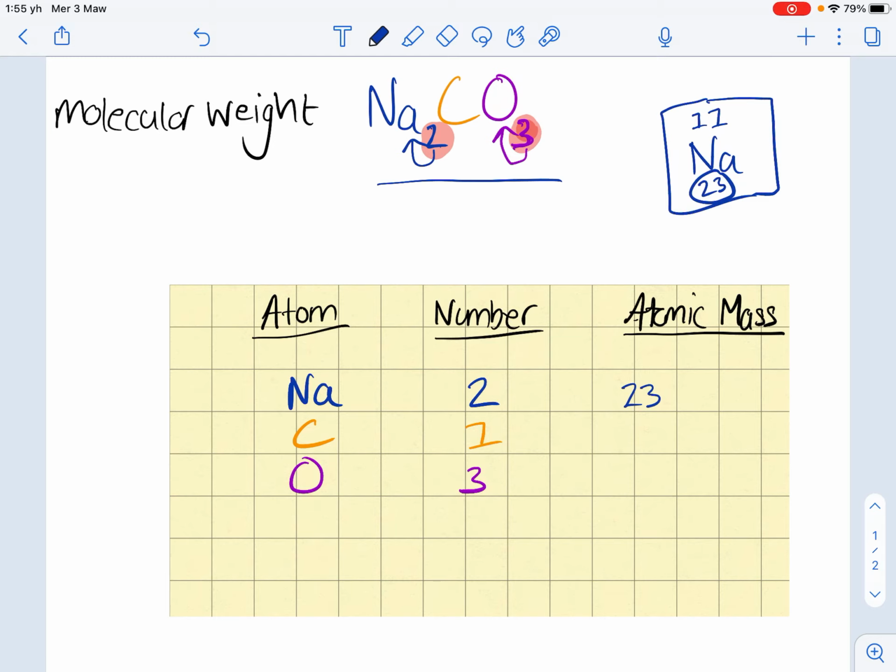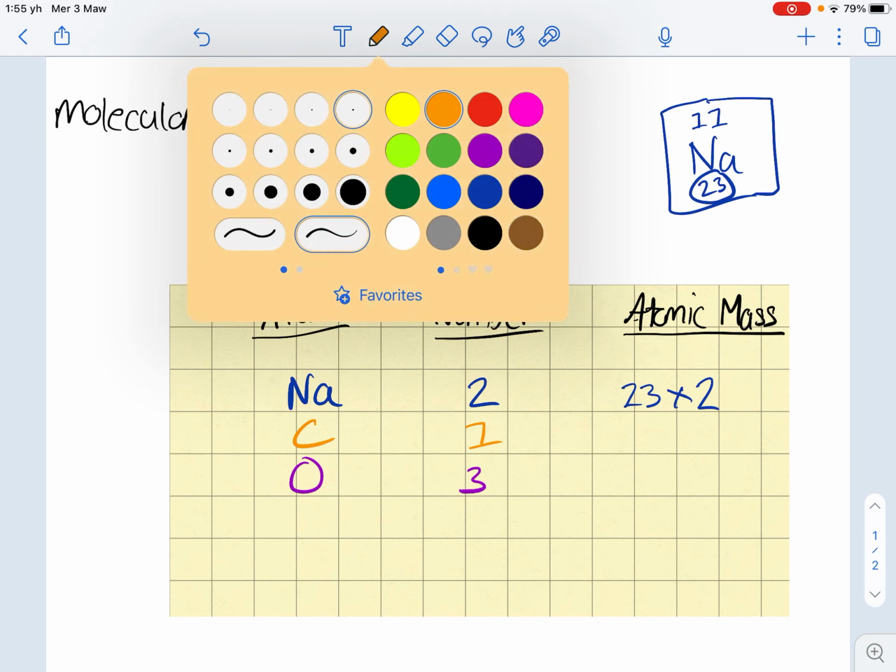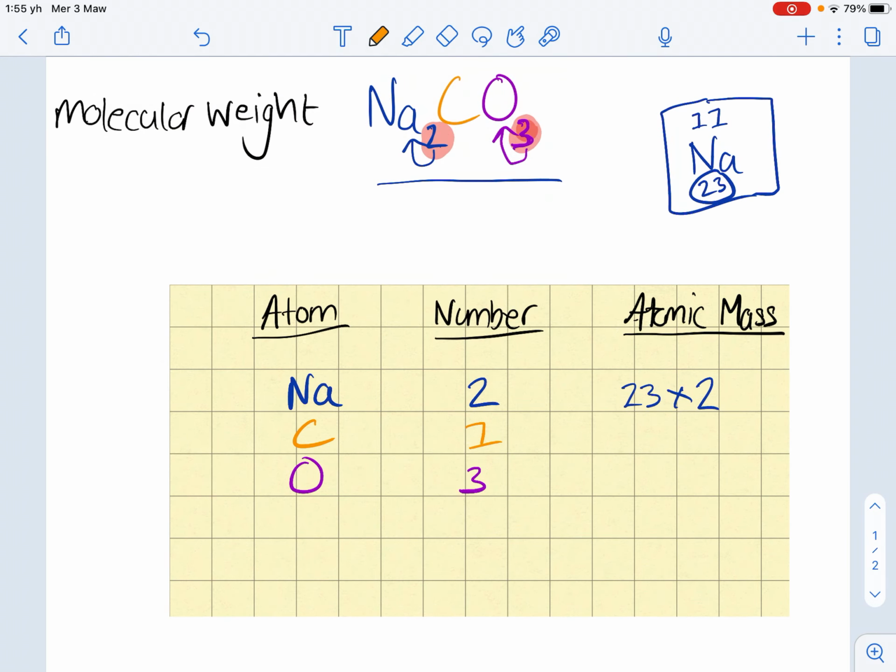Okay, now for sodium, we said that we have 2 sodium atoms, so we do need to times this 23 by 2. That's really important. Carbon, when you go into the periodic table and find carbon, you'll see that it has an atomic mass of 12, and there's only one of them, so we just need to times it by 1. Oxygen, when you go to the periodic table, you'll see it has an atomic mass of 16. We have to be careful here because there are 3 oxygen atoms, so you have to times that by 3.